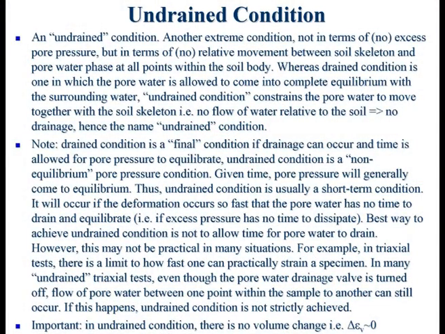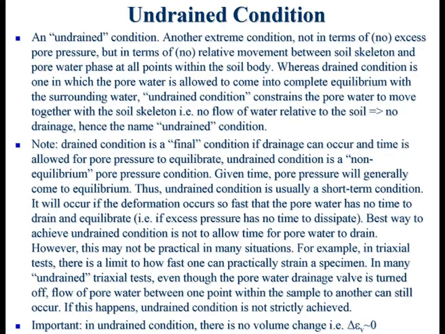Okay? Not in terms of no excess pore water pressure, but in terms of no relative movement between the soil skeleton and the pore water phase everywhere throughout the soil body. So the drained condition is one in which the pore water is allowed to come to equilibrium with the surrounding water. The undrained condition constrains the pore water to move with the soil skeleton so that there's no relative flow of water. So you are telling the water you cannot move relative to the soil. Wherever the soil moves, you have to move. But at the same time, you then cannot control the pore pressure. Okay? So hence, there's no drainage and the name, the undrained condition.